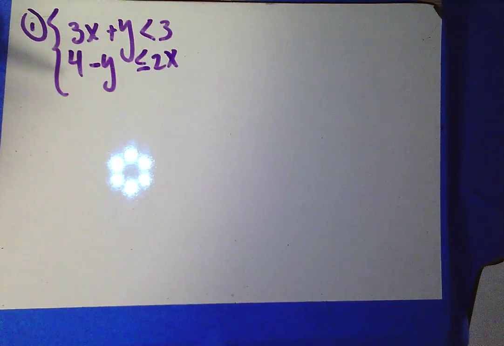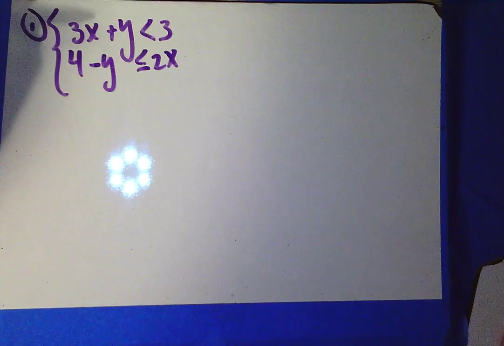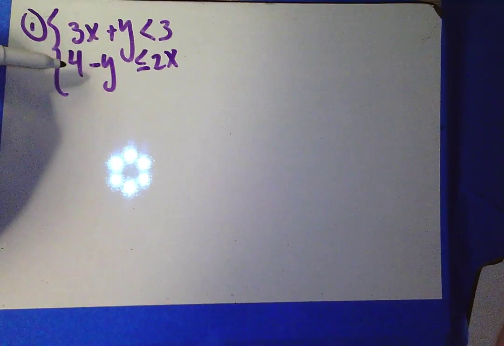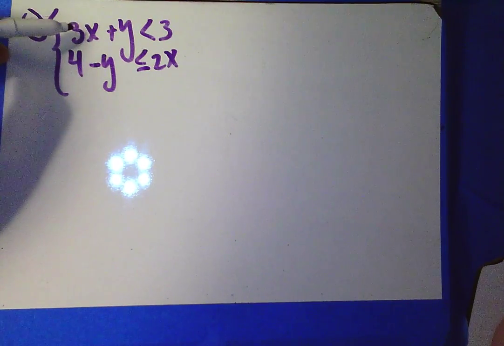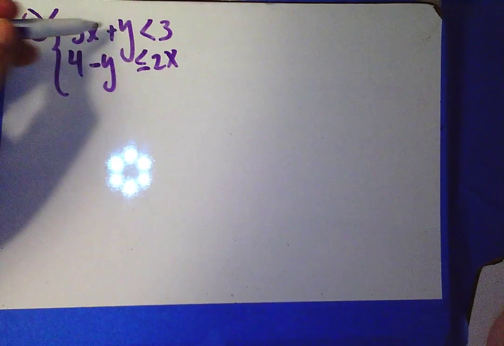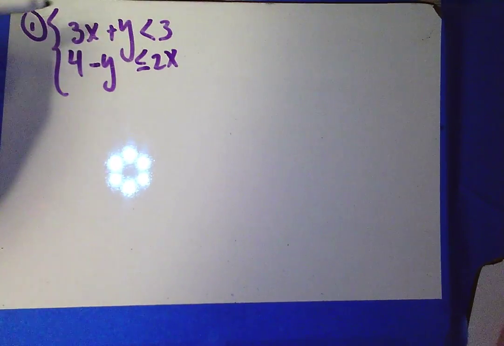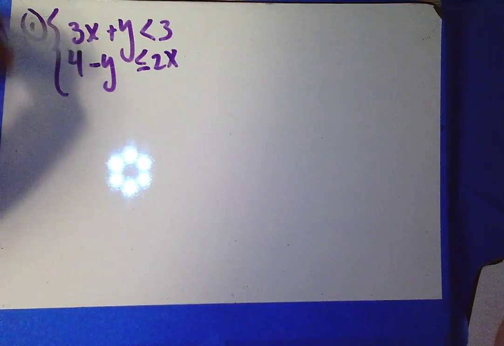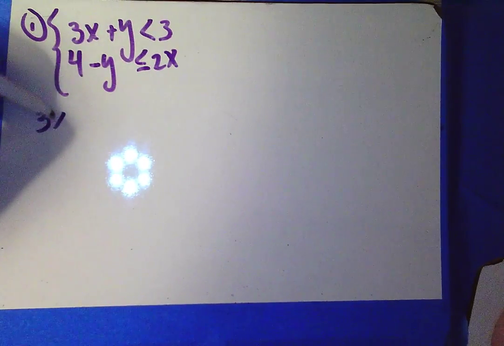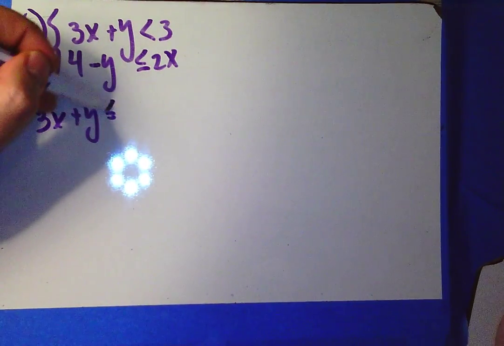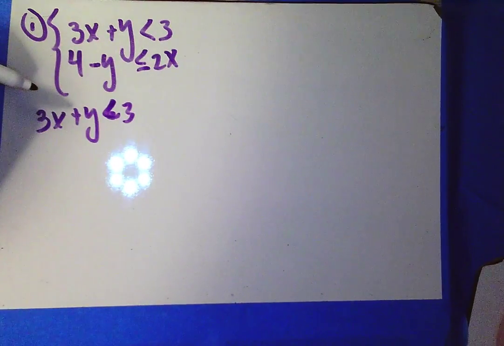Okay, so we need to graph each one. I actually want to start with this bottom one first because it looks harder to me. I know you're saying, but the top one looks harder because the x's and y's are on the same side. All right, we'll start with the top one. But really, I think the bottom one looks harder. All right, so here we go. 3x plus y is less than 3.